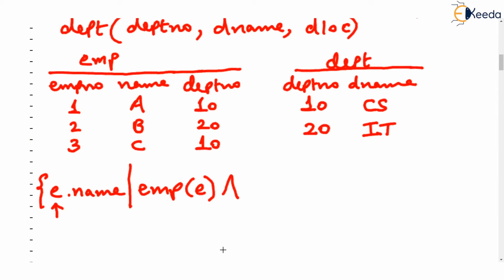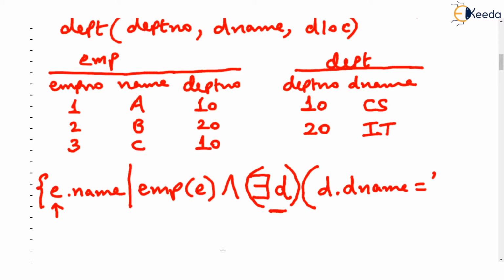So how do you do that? There comes a quantifier, there exists, and let's put a tuple variable D. Now, this tuple variable D is a bounded variable. Please try to understand. And then on this quantifier, we are going to write a condition. The condition would be D.dname is CS. So how do you read this portion? There must exist at least one department whose name is CS.